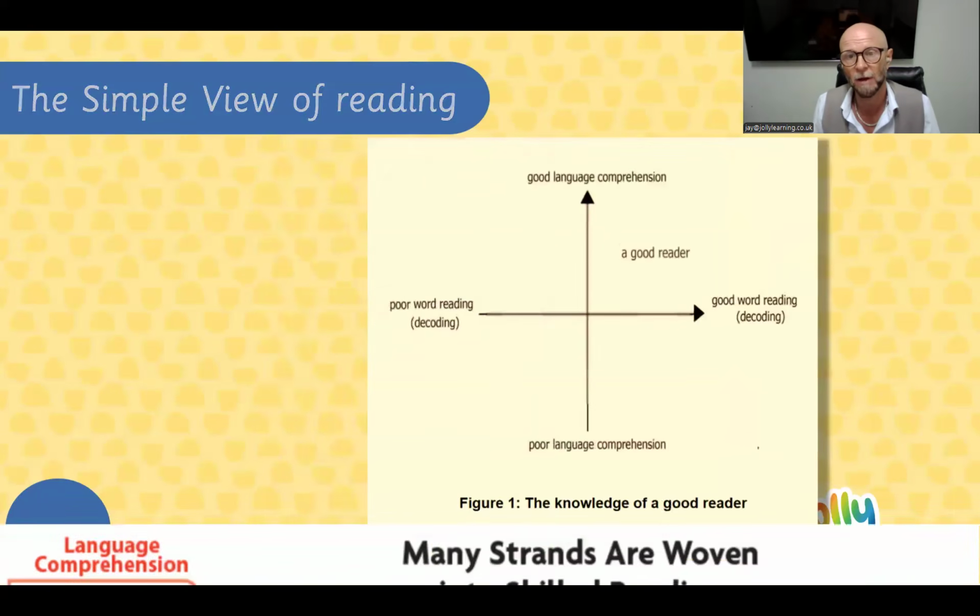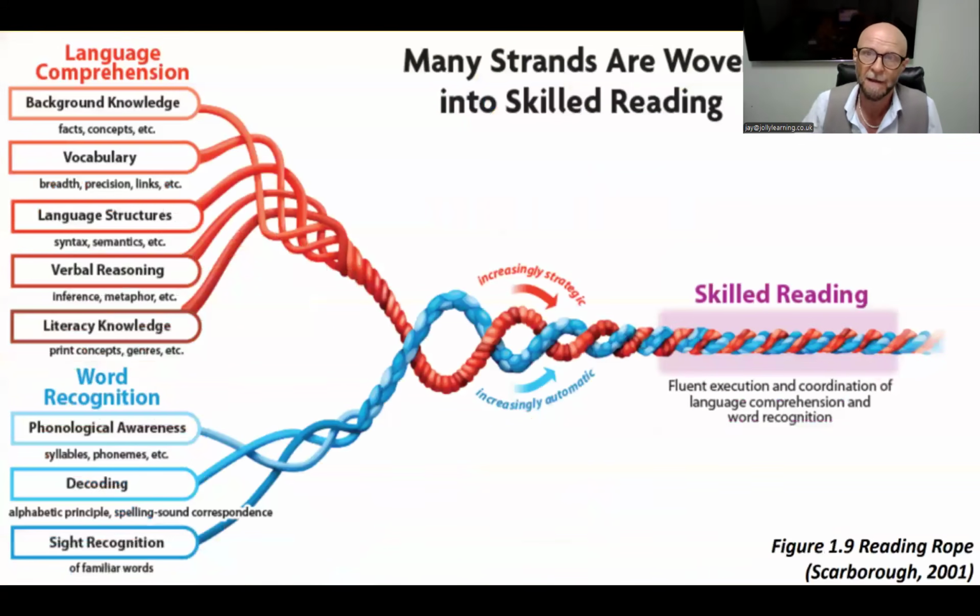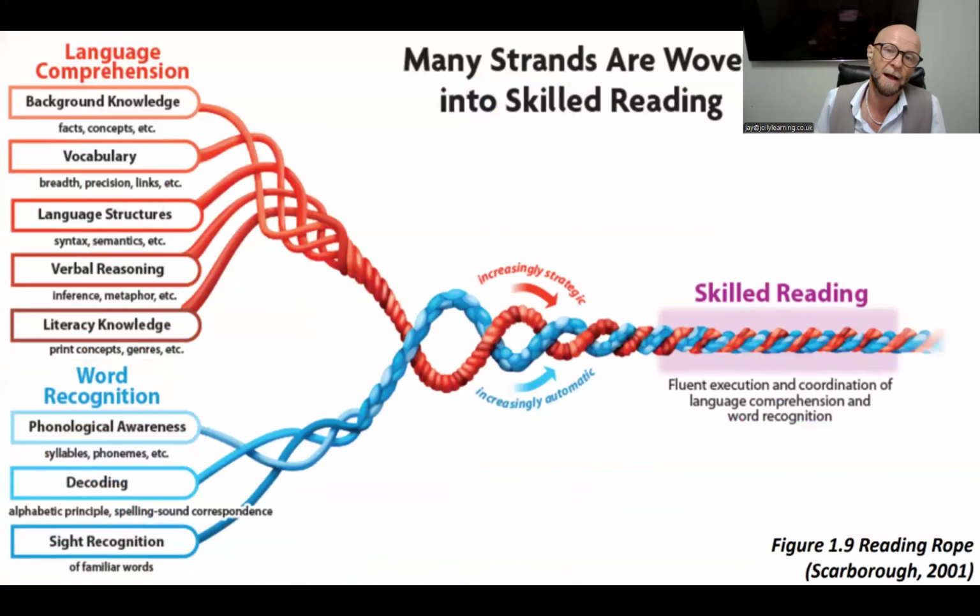A better way of representing this is by what's called the Scarborough Rope by Hollis Scarborough. This was obviously in the early 2000s. And he referred to solid reading being like a rope made up of different strands. And it's made up of two main substrands, your language comprehension and your ability to recognize words. It could be your phonic awareness or your phonic abilities, right? And each of those are made up of substrands.